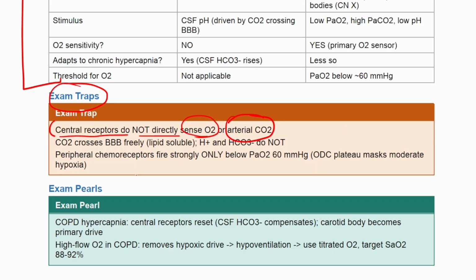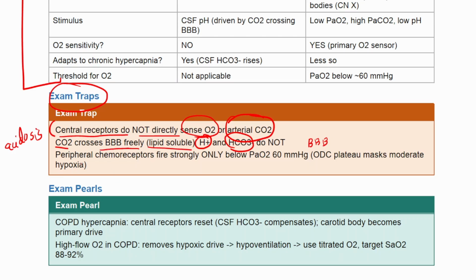The second one is the blood-brain barrier ion trap. Examiners frequently state that systemic metabolic acidosis, that means high arterial hydrogen ion, immediately triggers central chemoreceptors. This is false because hydrogen ion and bicarbonate cannot cross the blood-brain barrier. Only arterial carbon dioxide can cross the blood-brain barrier freely because carbon dioxide is lipid soluble.